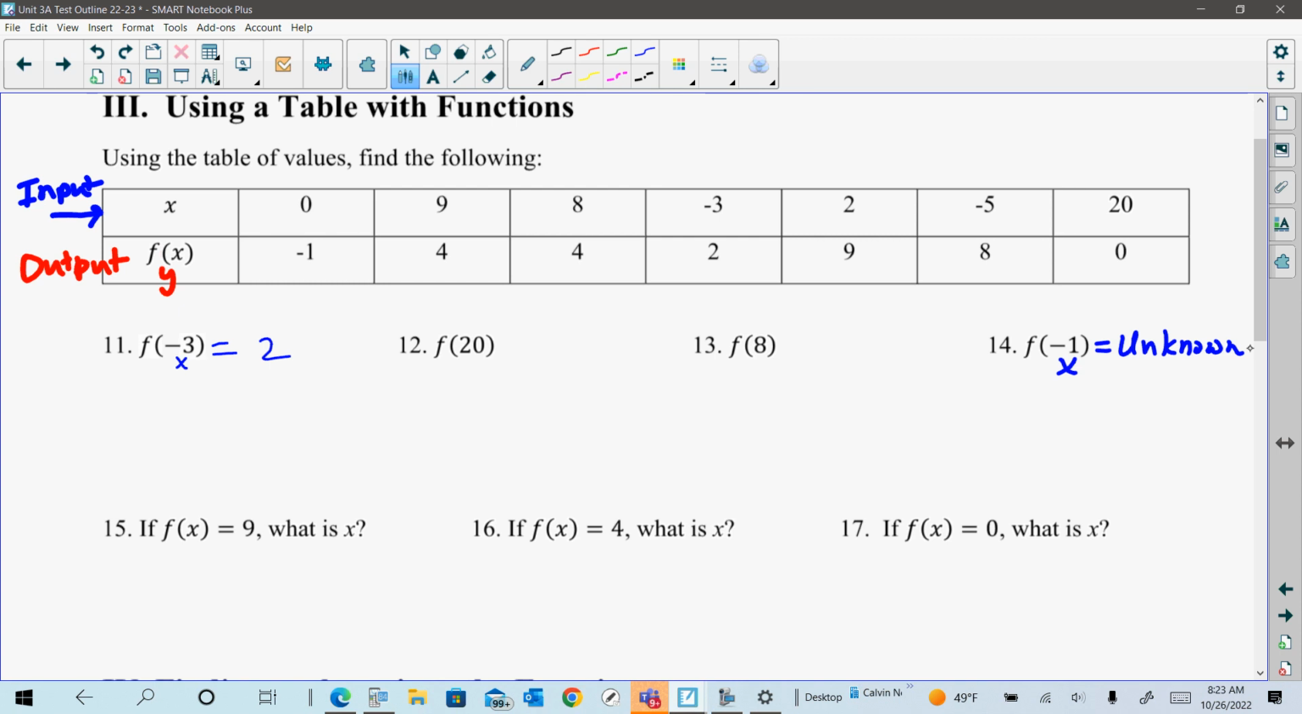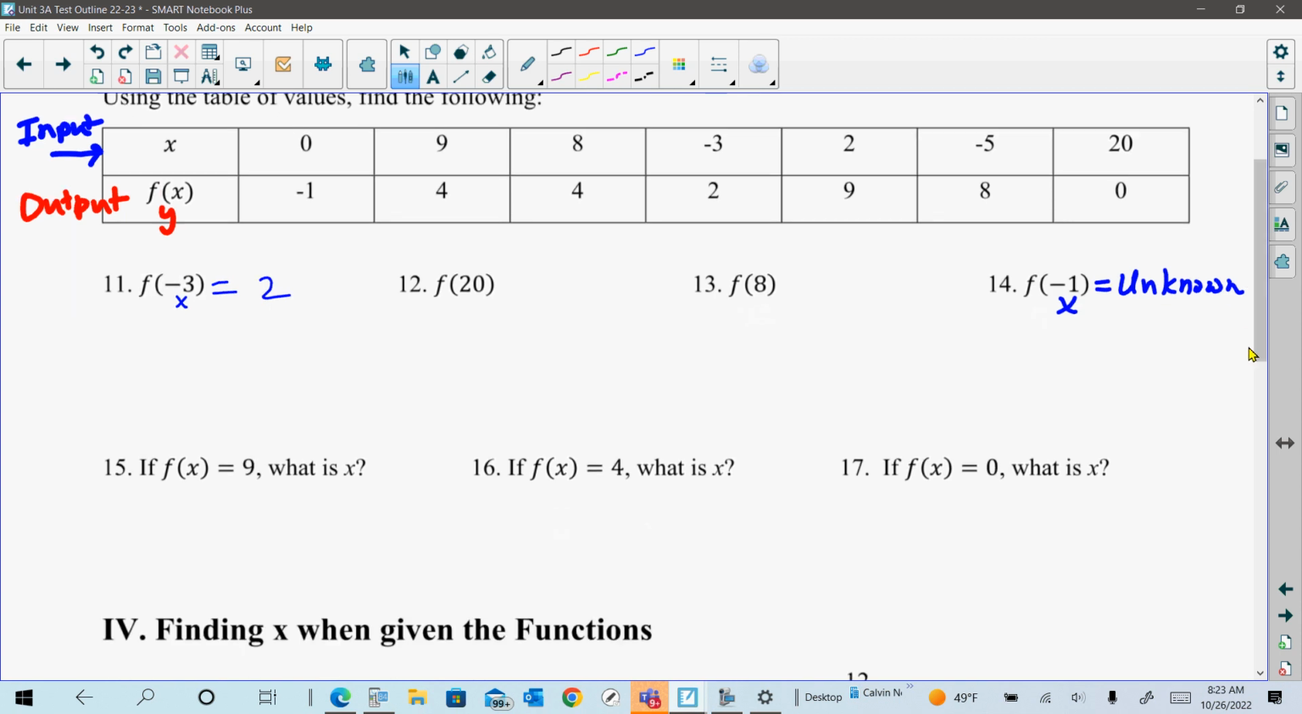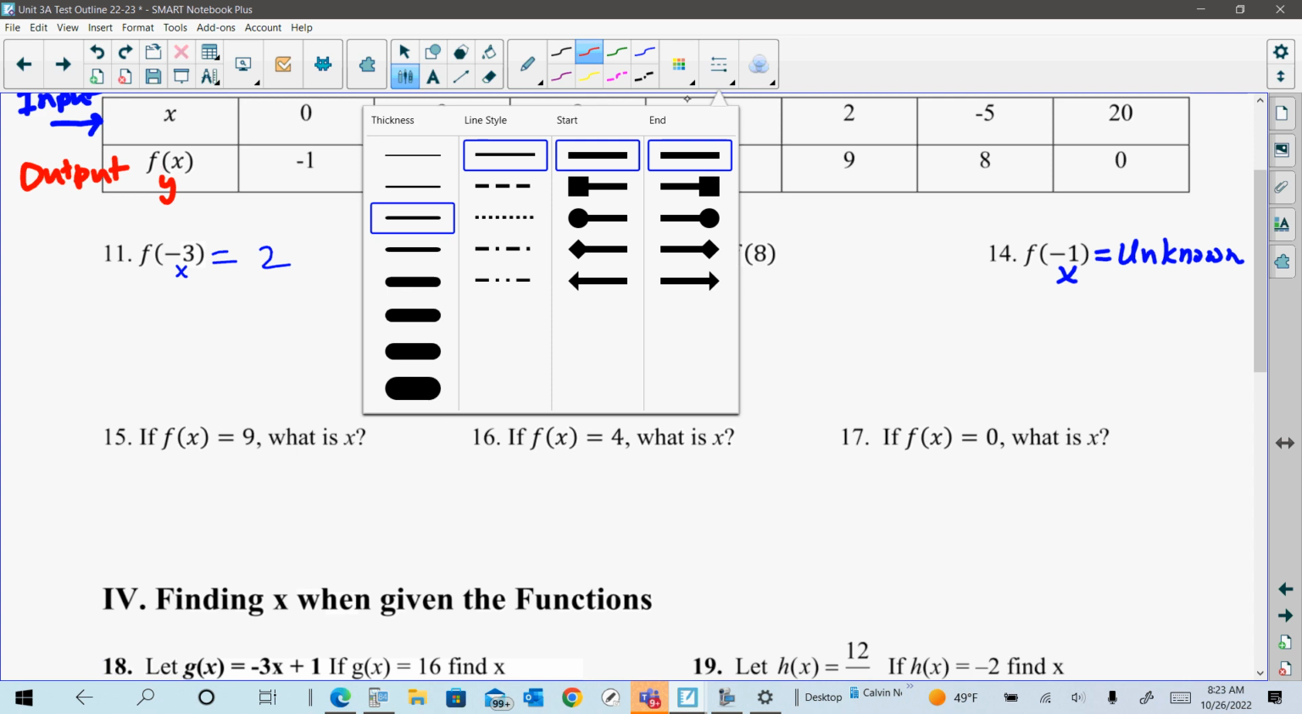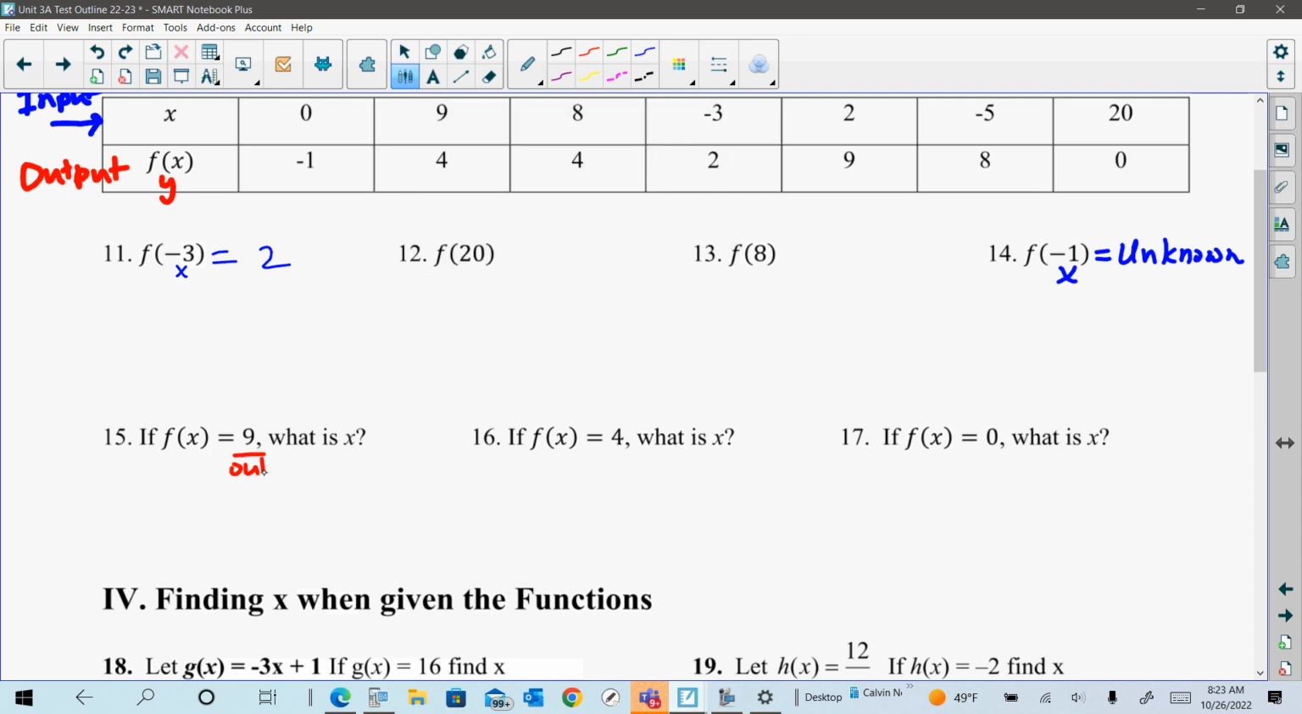Now, this next row, they're saying if f of x equals 9, what is x? Now, this value equals 9 represents the output. So now I'm looking at the second row for the 9. Here it is right here. So that means the x would equal 2, because they want to know what is the x.